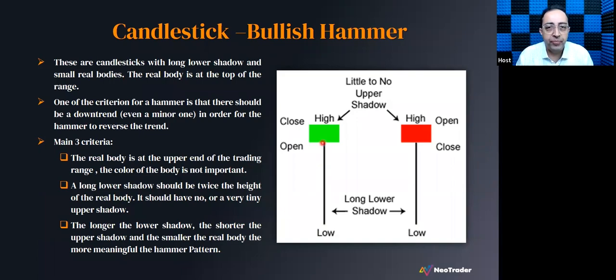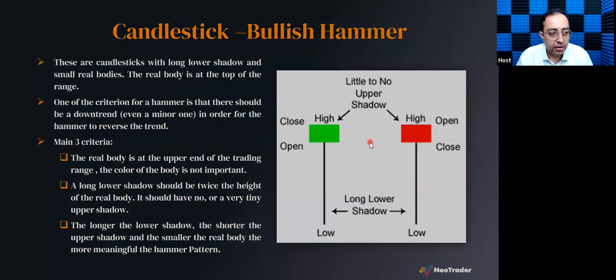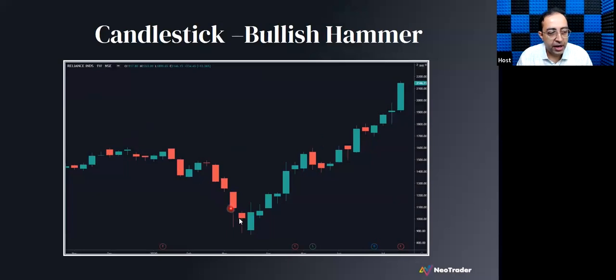It is color neutral. It could be red, it can be green. But the location of the hammer is important. What do you mean by the location? Has it come at the end of a decline? If it comes at the end of a decline, then it is called a hammer. You can see here, the prices are coming down, and at the end of a decline, you are seeing this hammer. Now, it can be red, it can be green, not a problem. But it has come at the end of a decline.